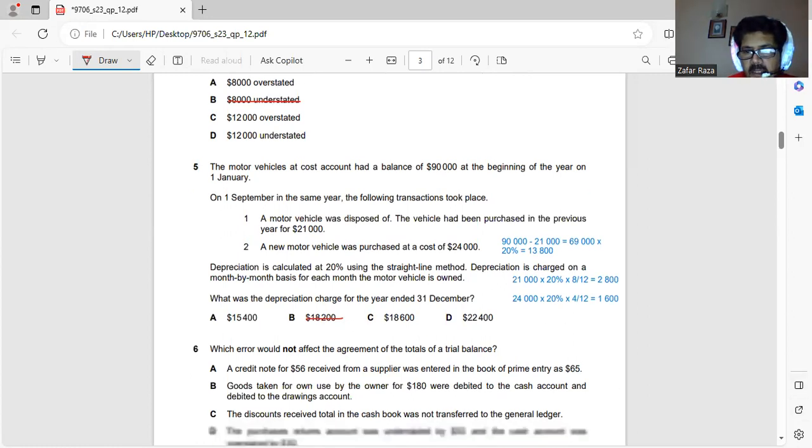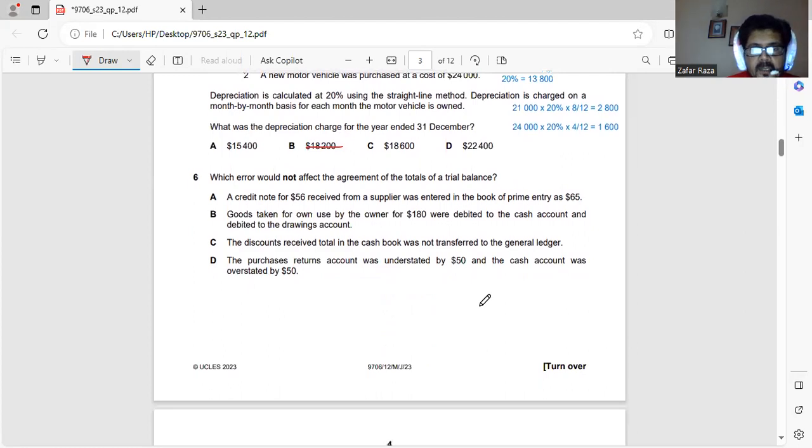Come to number 6. Which error would not affect the agreement of the totals of a trial balance? A credit note of $56 received from supplier was entered in the books of prime entry as 65. This is error of transposition. Error of transposition does not affect the trial balance. So A option is going to be the answer, because it is an error not affecting the trial balance. Okay?